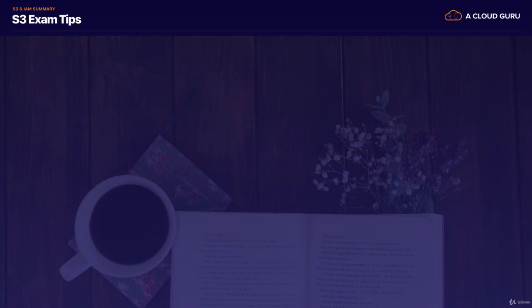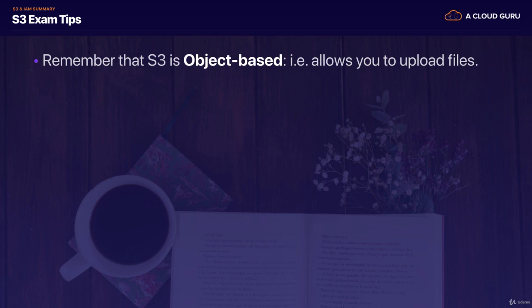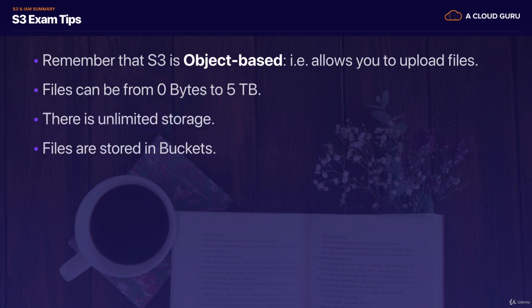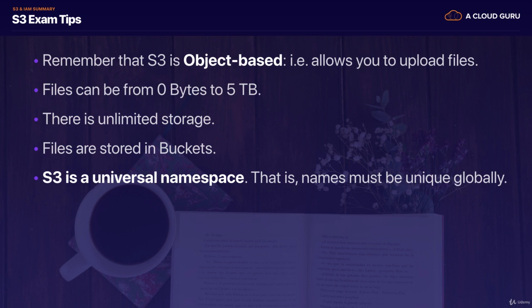So moving away from IAM, let's look at S3. Remember that S3 is object-based. It allows you to upload files, and those files can be 0 bytes all the way up to 5 terabytes, and there is unlimited storage. You store your files in these things called buckets, and it's basically just a folder in the cloud. Now, S3 is a universal namespace, so that means that your bucket names must be unique. You can't have test bucket because somebody already owns it. You can't have a cloud guru because somebody already owns it, and it's not me, sadly.